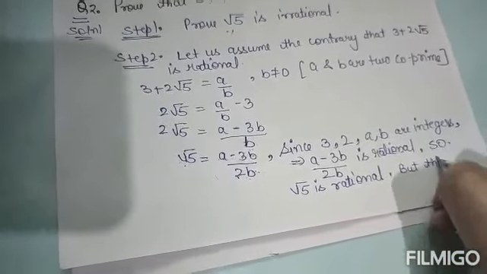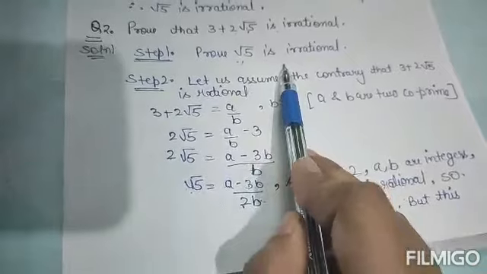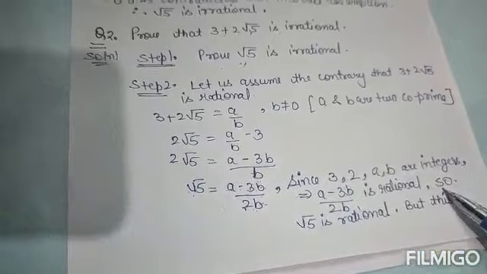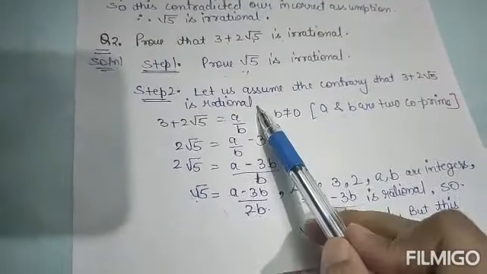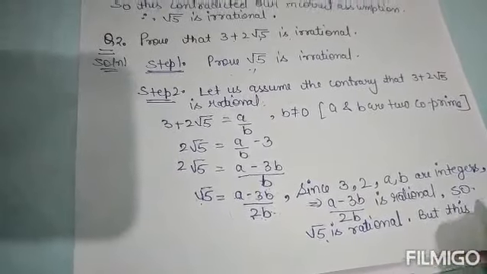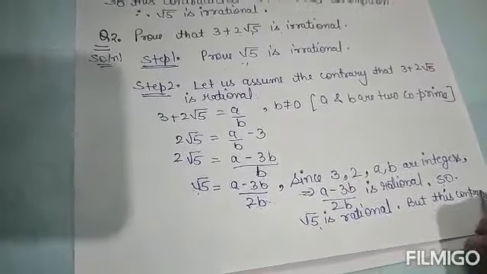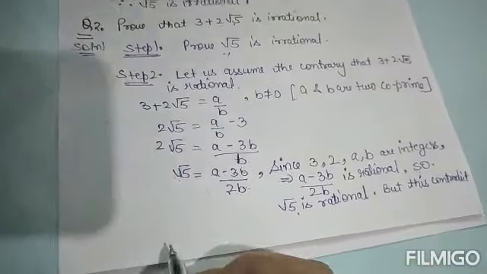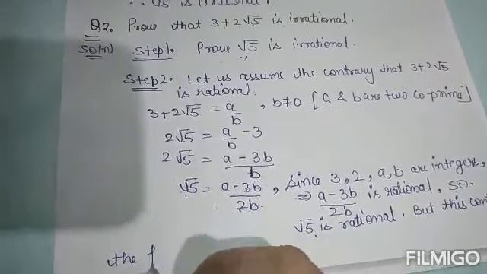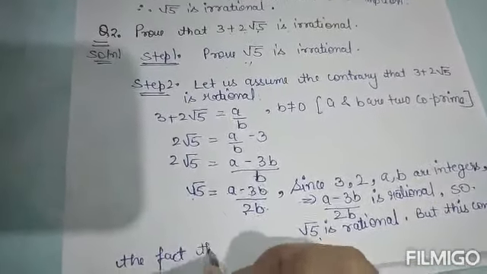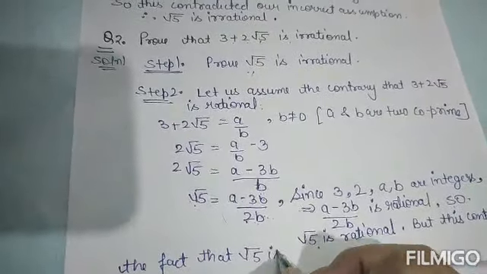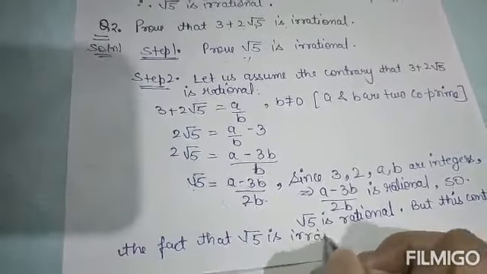But this contradicts. Look, step 1 में तो हमने प्रूफ ही यही किया है कि root 5 को हमने क्या प्रूफ कर दिया था, irrational. लेकिन यहाँ हम क्या ले आए, rational. तो इसका मतलब हमारी assumption ही wrong है, क्योंकि ये तो rational हो ही नहीं सकता. So this contradicts the fact that root 5 is irrational.